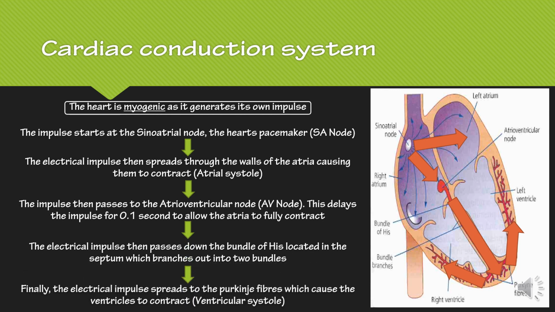Finally, as the electrical impulse passes down the bundle of His, it branches off to the left and to the right, and eventually to the Purkinje fibers. The Purkinje fibers, when they are stimulated, cause the ventricles to contract with great force, and then the left ventricle will pump blood out around the body through the aorta, and the right ventricle will pump blood out via the pulmonary artery back to the lungs. And just to remind you again, the ventricles contract with the greatest force because they've got to push the blood furthest. And we call this ventricular systole.